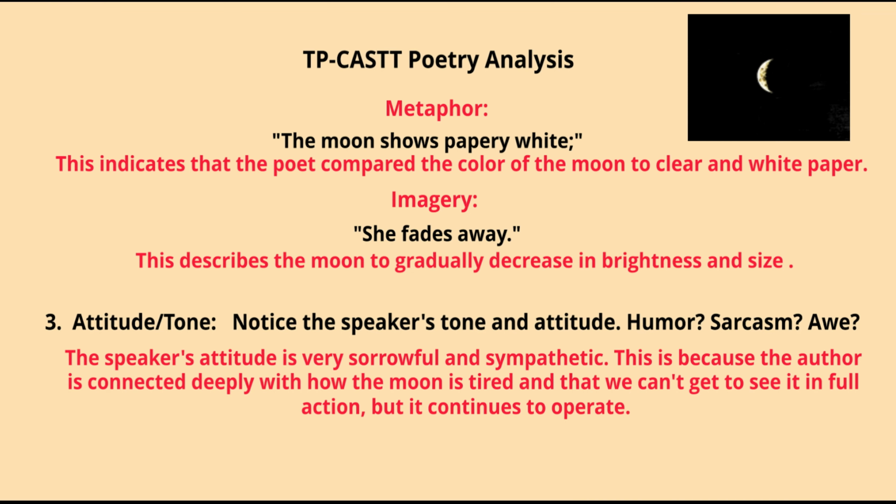The moon shows papery white. This indicates that the poet compared the color of the moon to clear and white paper. We have imagery as well. In the visual, you can see the moon fading out, right? She fades away. This describes the moon gradually decreasing in brightness and size.